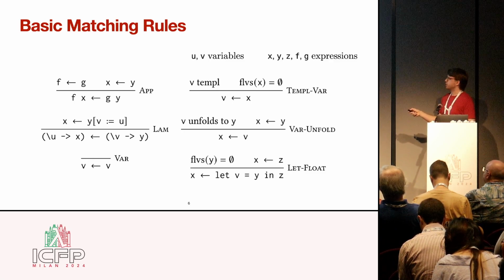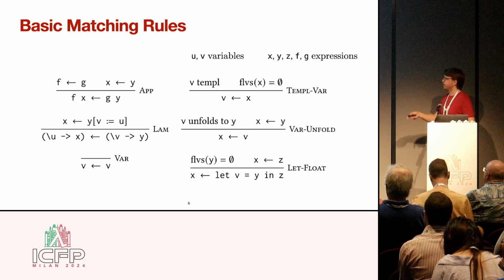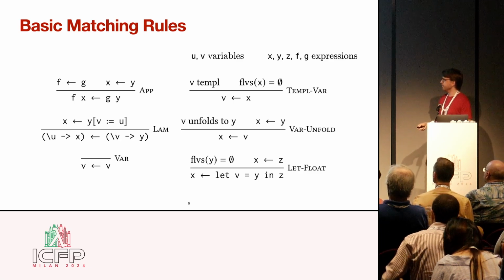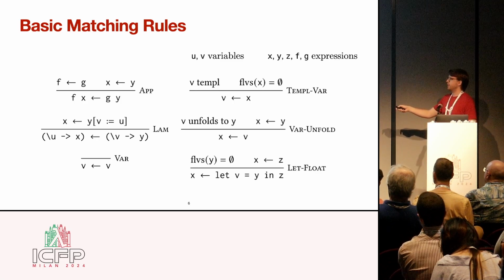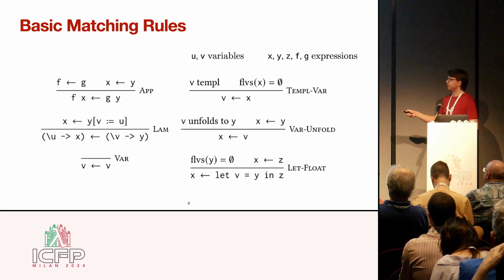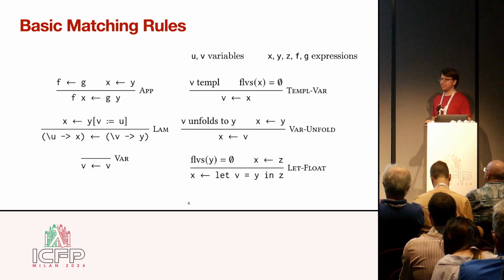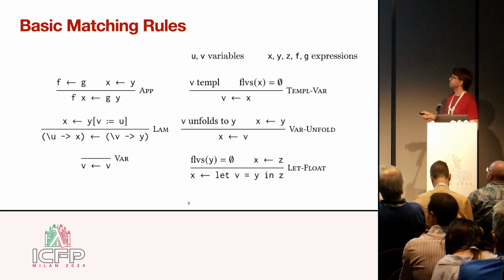Then here on the bottom right, we have a let float rule, which says that if we have some template and we try to match this to a let, but the template may not start with a let, we can still continue matching the template with the body of the let. But then we need to float out the let, and for that we add an extra side condition which says that the local variables that occur inside the bound expression, there must be no free local variables in that expression. And I'll explain that also in a minute.